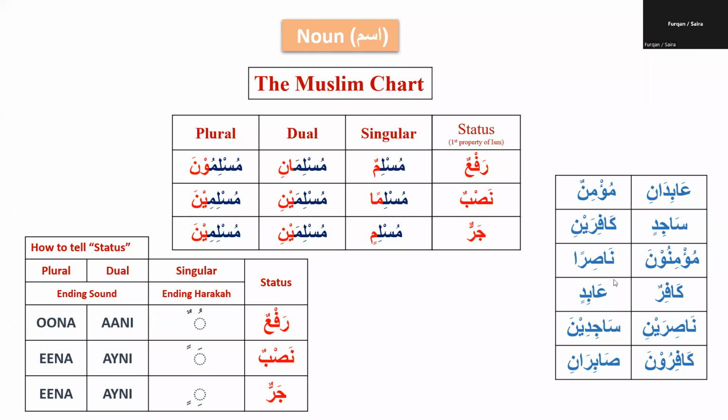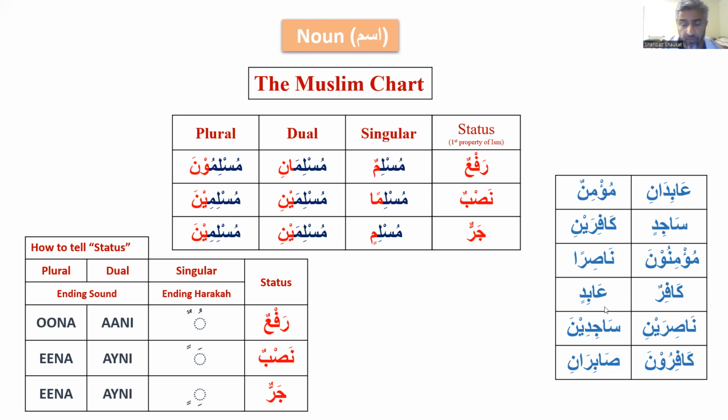Hafta, nasiran. Nasiran is... Sorry, nasab or jar. I cannot hear you. Can you say it again? Nasab or jar. I don't understand what you're saying. I'm sorry. Nasab or jar, but this will be a nasab. This will be only nasab, no jar, because it's like Musliman. Singular, and it is only nasab, no jar here.